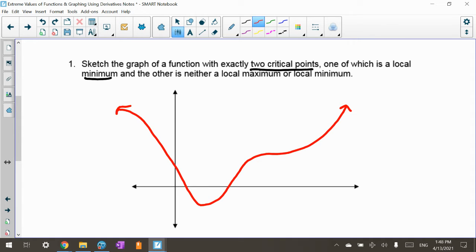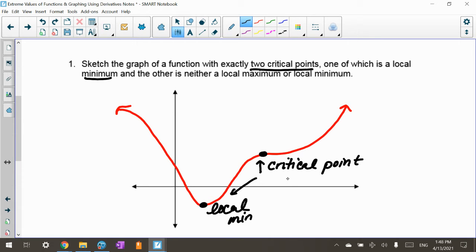Okay, so here I'm going to call this my local minimum. And then this is a critical point because the slope is 0, but it's neither a min nor a max. So this is a critical point. They both are. This is a critical point as well. That's a critical point. This one's an actual local minimum. This is a critical point that is not a local max or min.